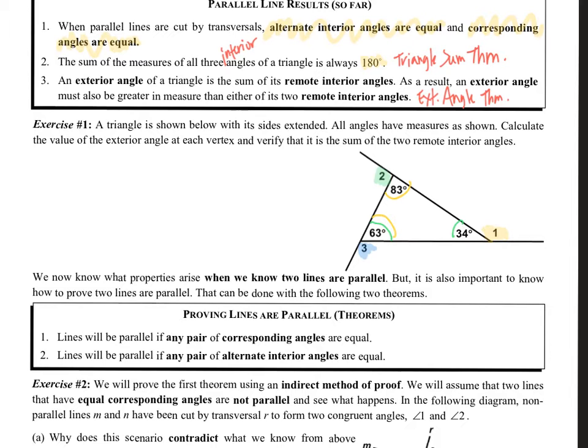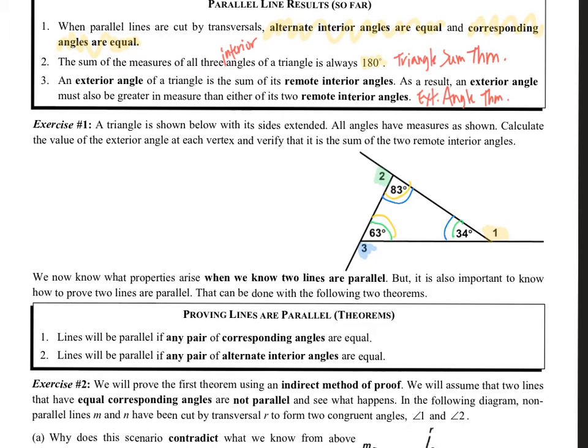And then finally, we have angle 3 over here, and it is the exterior angle to this interior angle of 63 degrees. So the remaining two angles, 83 and 34, are going to be the remote interior angles to angle 3. So let's just write out those equations to exemplify that exterior angle theorem, right?